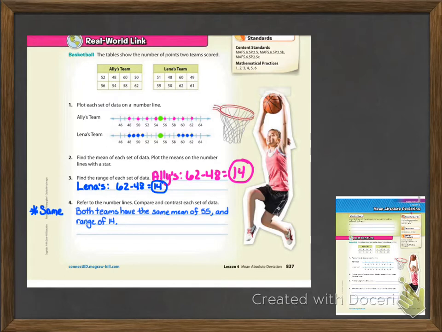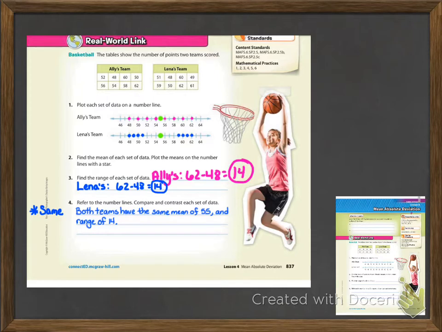Now the second part, because we're not done yet, we have to contrast. So tell what's different. On these, I want you to actually look at the number lines. Look at Allie's number line and look at all the pink dots the way I have them spread out. And then look at Lena's number line and see where the blue dots are put on that number line. So what we notice is Allie's team dots are more spread out, whereas Lena's team, notice this set right here, is a little cluster where they're clustered together. Then they have another cluster over here, where Allie's team is all spread out throughout the number line.